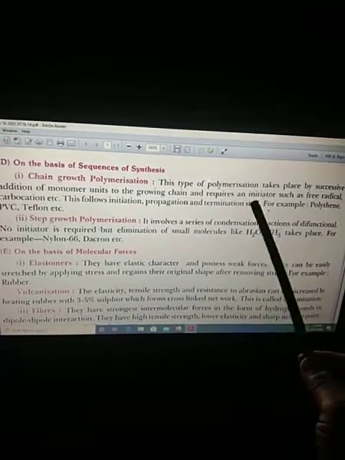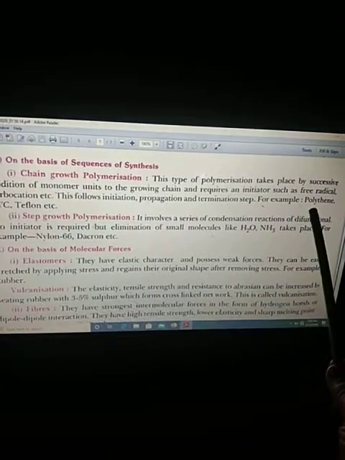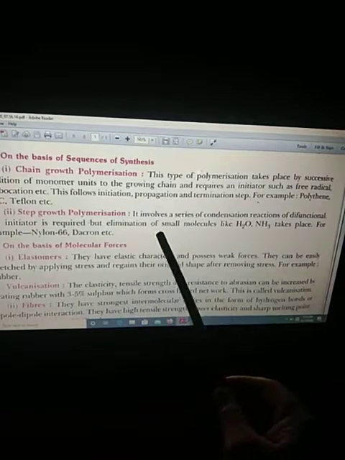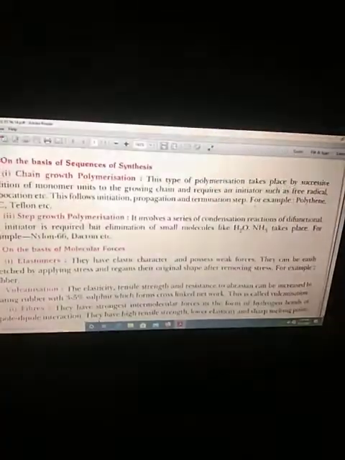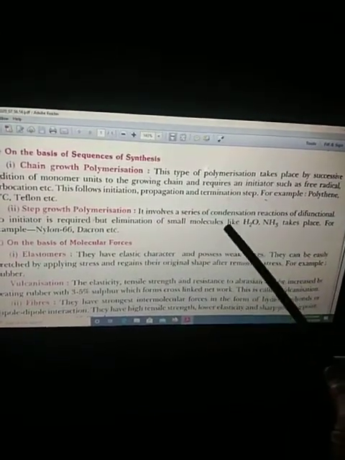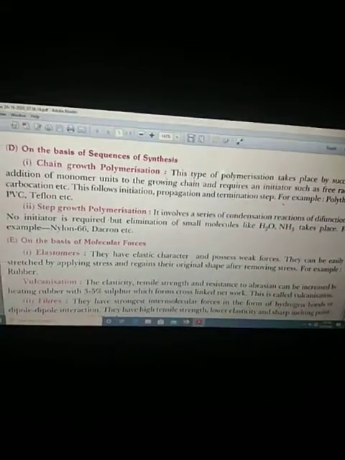That means it will form a long chain, and here the initiator is a free radical. Examples of such kind are polyethylene, PVC, Teflon. Whereas step growth polymerization involves a series of condensation reactions. Condensation reaction means there is a removal of smaller molecules like water, ammonia, and the examples for this are nylon 66 and Dacron. Now this is the classification on the basis of sequence.